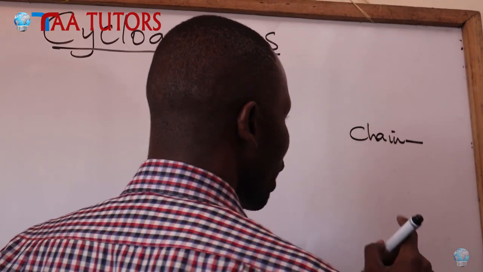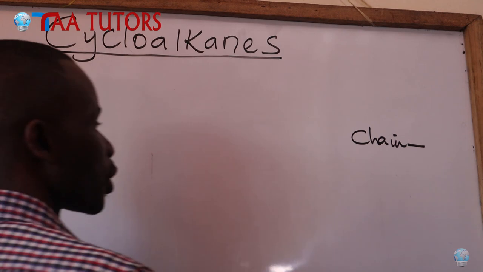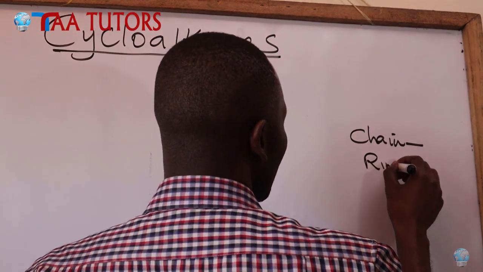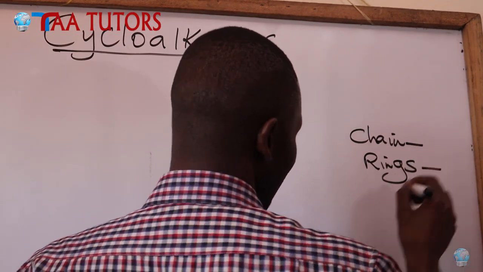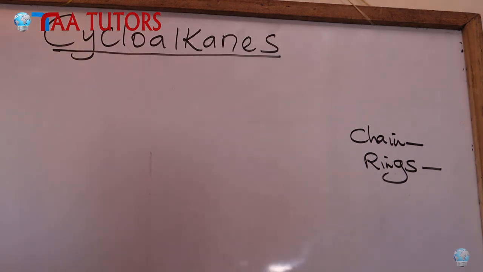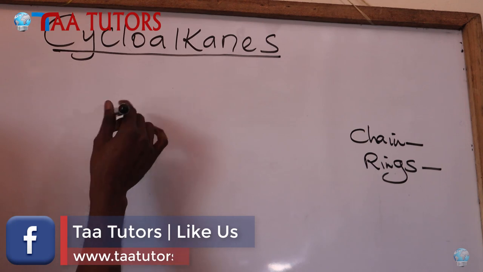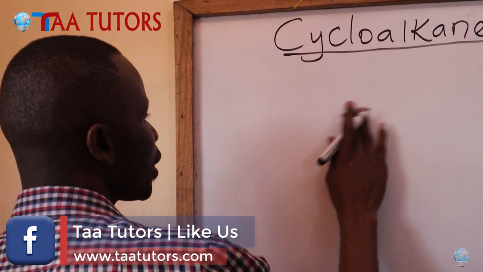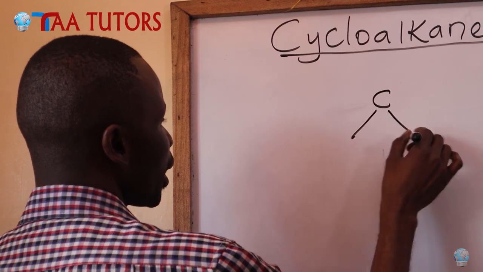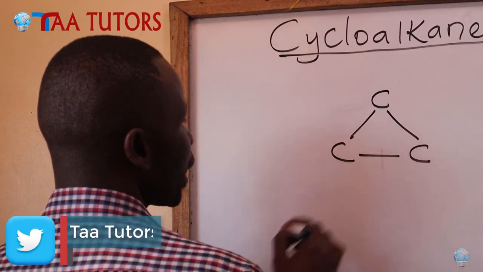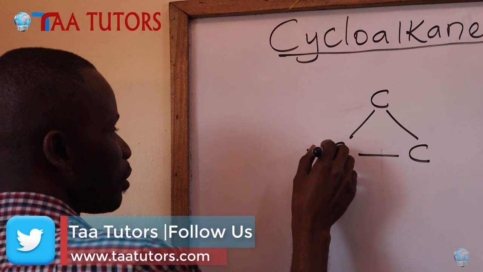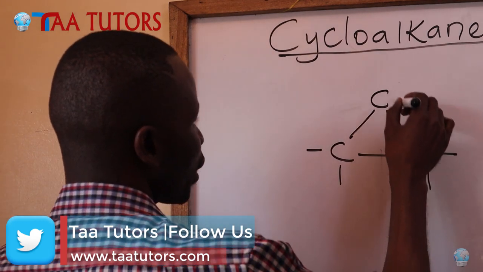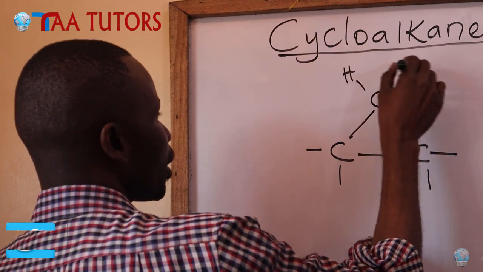We said that carbon can link with another carbon to form a chain, but they can also link to form what we call a ring. So cycloalkanes are actually the rings. These are the rings of alkanes. Now, it means that you can find an alkane that is written this way, an alkane that has three carbon atoms linking. So if it links, it means we can have hydrogen there, and then we have hydrogen here.